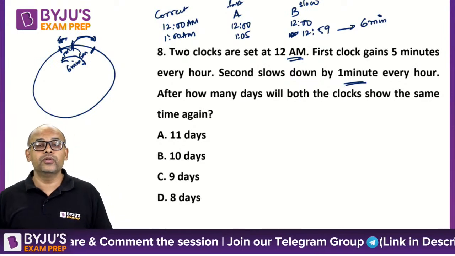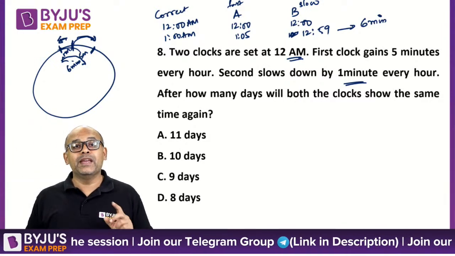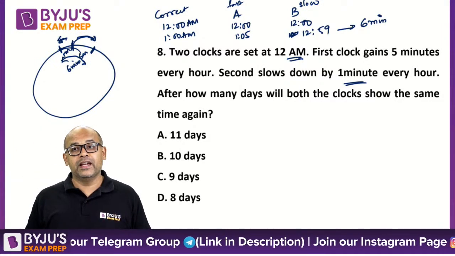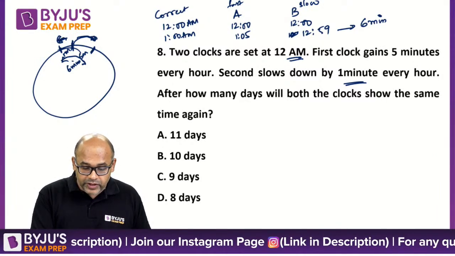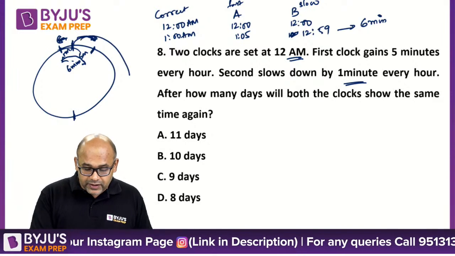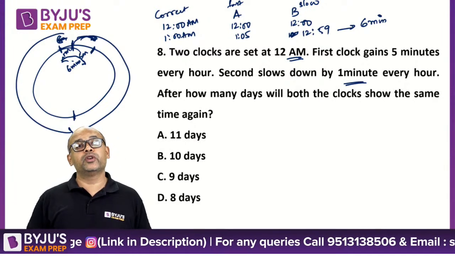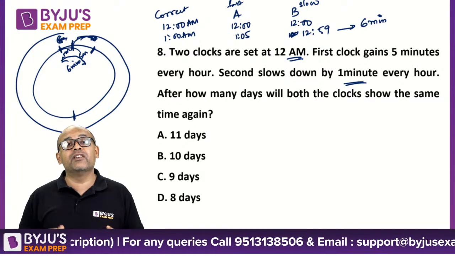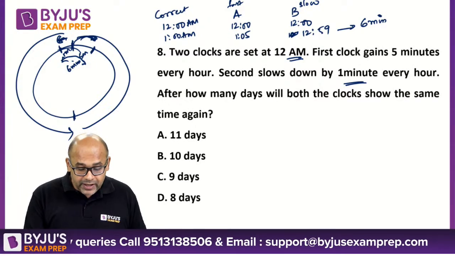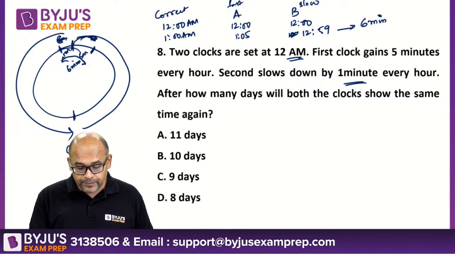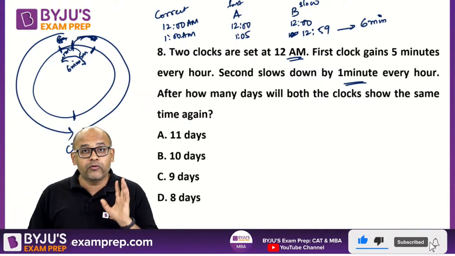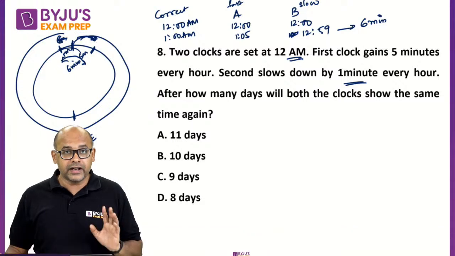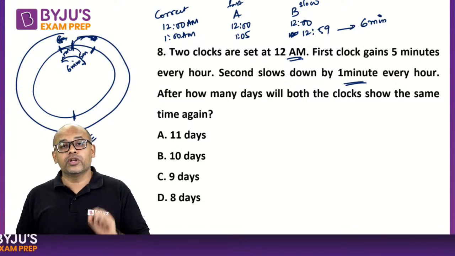Now if I ask you, when will they meet? When will they meet again? Which means, wherever they meet, the total distance covered between them should be your complete circle. The total distance covered between them should be one full circle, only then they will meet. Correct? Now, that is the basic logic you're looking at.